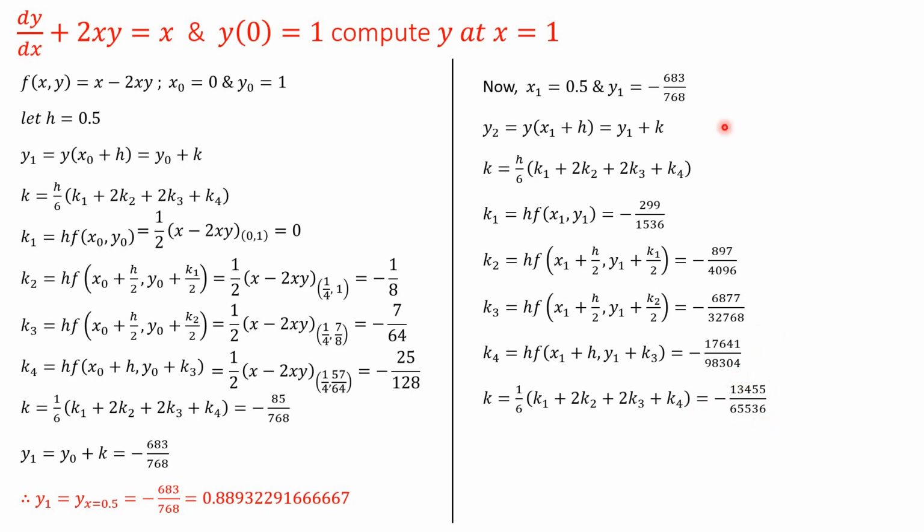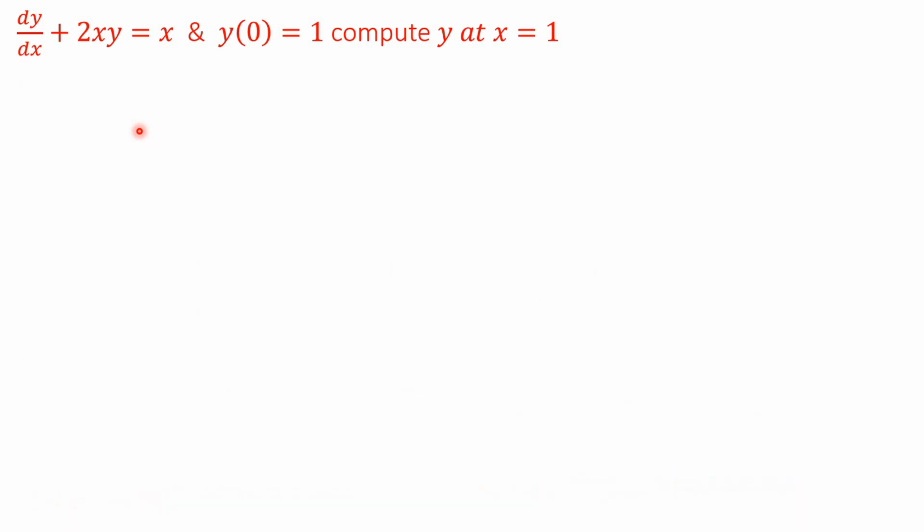Alright, when you put this in this equation here, we get y2, that is y at x is equal to 1, which is this much minus 134483 upon 196608, which is 0.6840159098307929. Okay, so this is the answer we got by the RK method, or Runge-Kutta method of fourth order, by taking h is equal to 0.5. Now let us solve the same example using the analytic method.